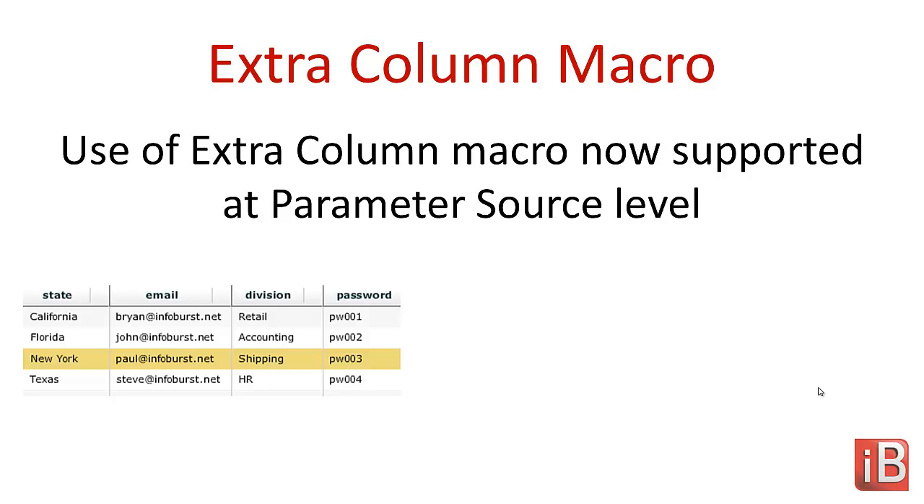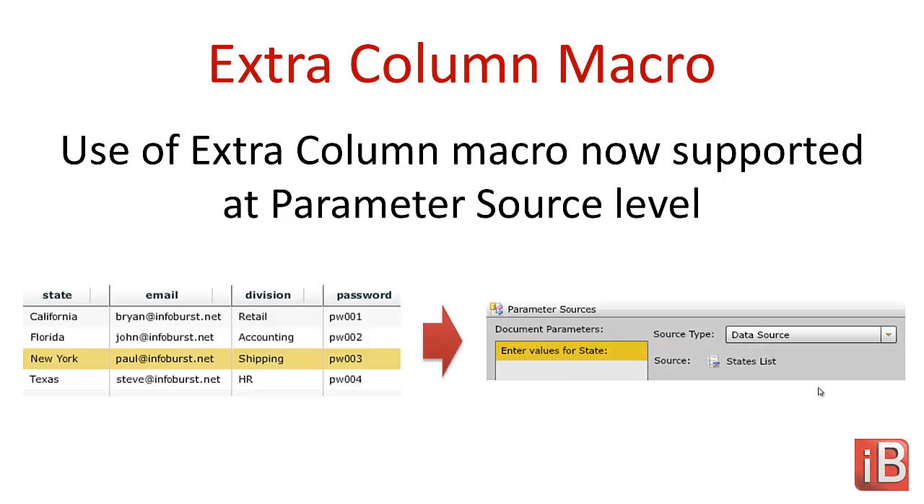Users will then go on to use other columns of information from the data source for things like email delivery. So we have a column labeled email, and we would pull our email addresses from that column. Or the column labeled division. We might use that division value to name the resulting files. So we call these extra columns. In 124, we now support the use of a data source containing extra columns at what's called the parameter source level.